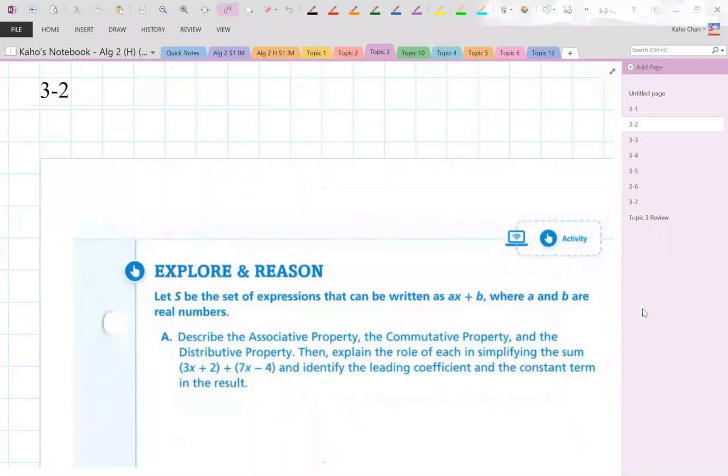Hello there, this is Mr. Chen, about to do an Algebra 2 lesson, 3-2, called Adding, Subtracting, Multiplying Polynomials. Go ahead and grab your student companion note taker and turn to page 65. Here we go.